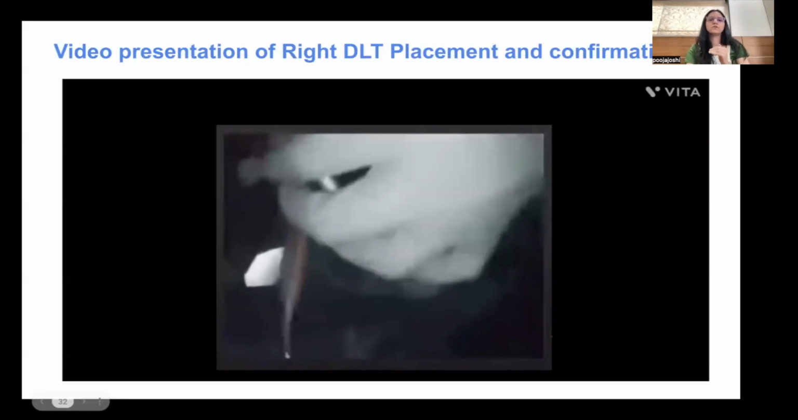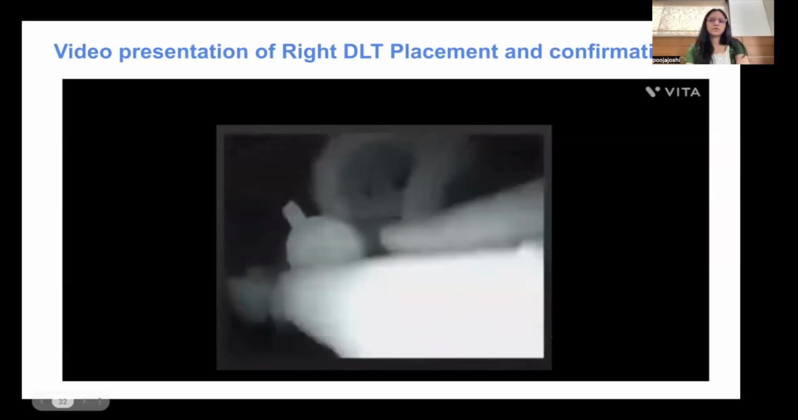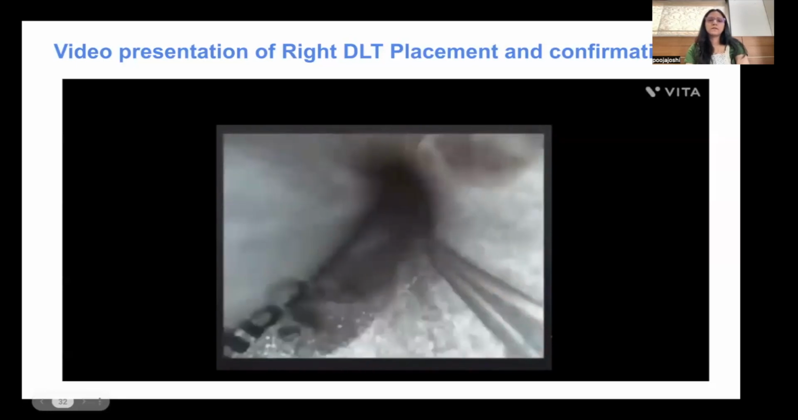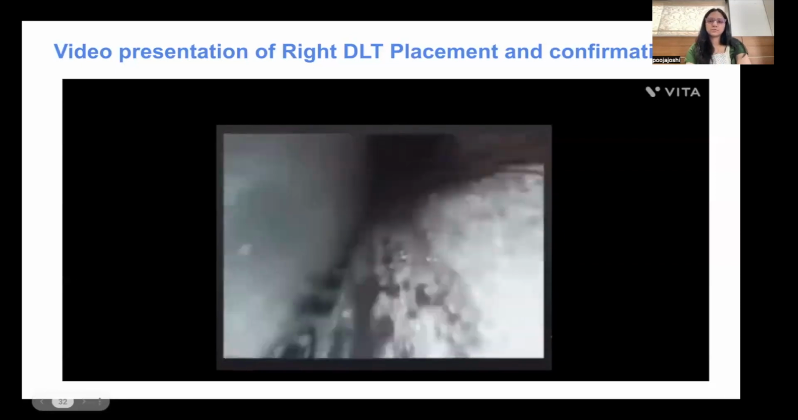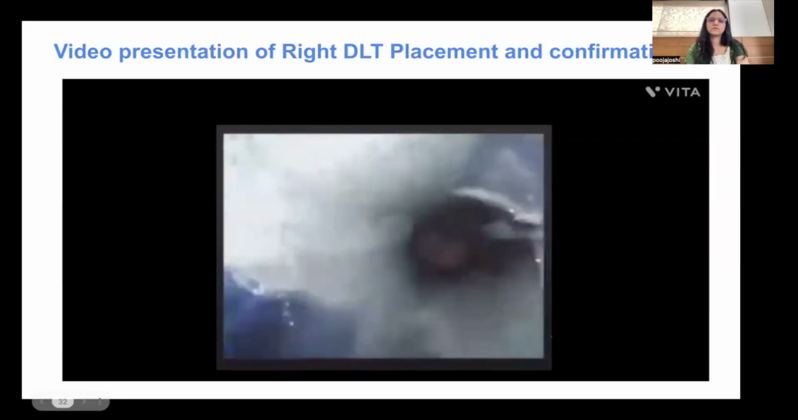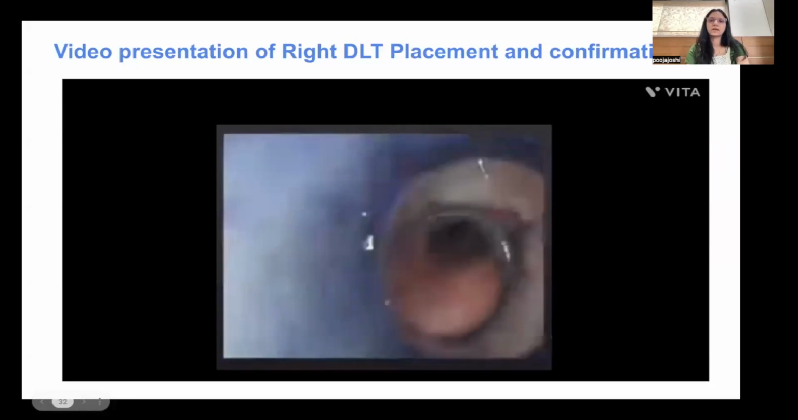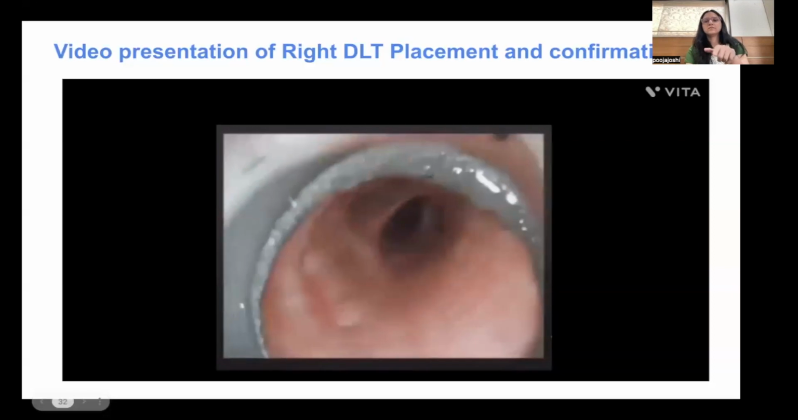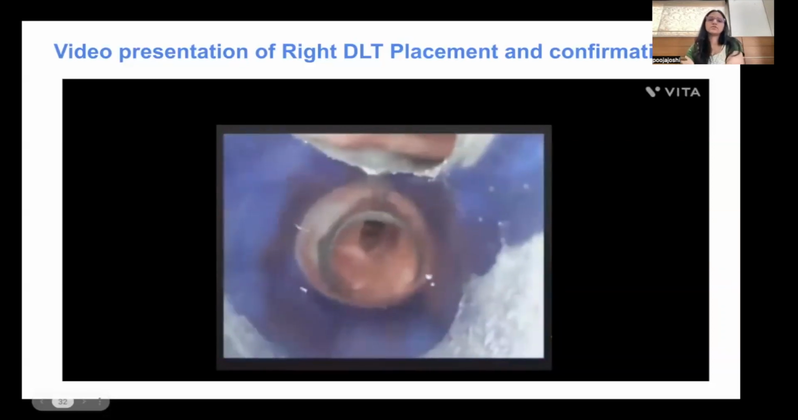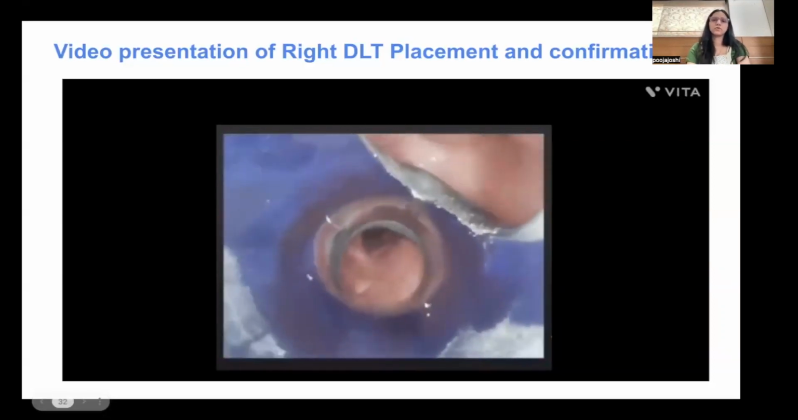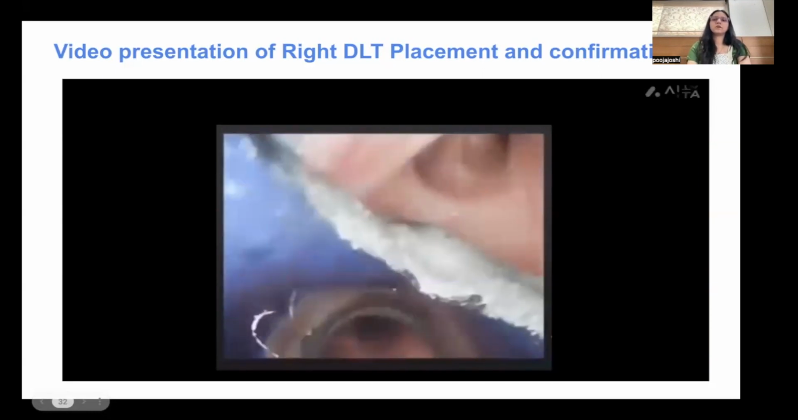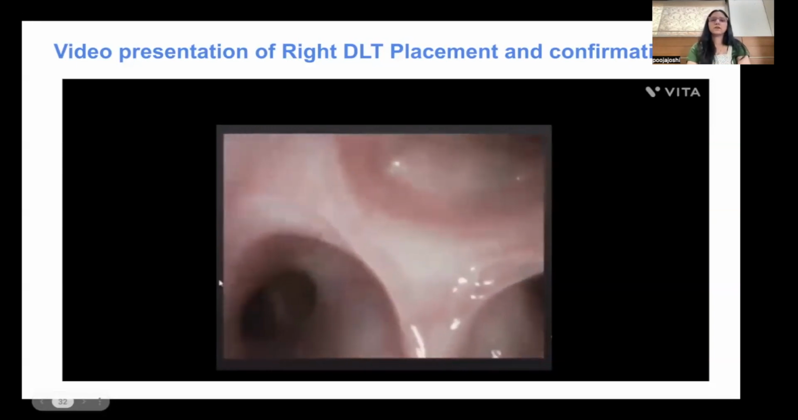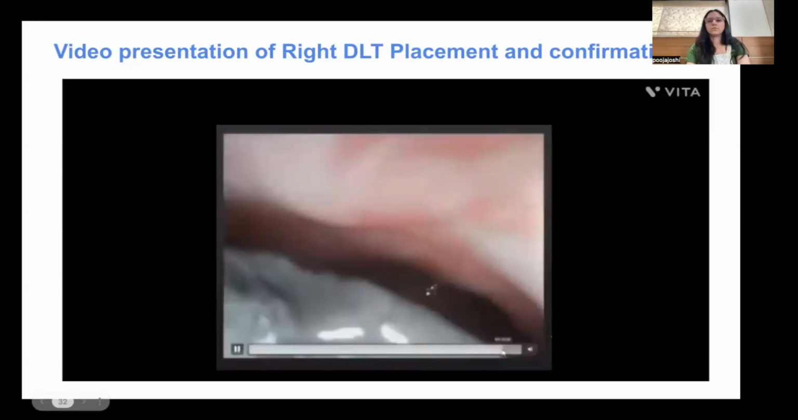Now you move into the endobronchial lumen of the right-sided DLT to confirm the optimal position of the ventilatory slot and its alignment with the right upper lobe bronchus. Here you see the bronchus intermedius and the right lower lobe bifurcation, and you can see the ventilatory slot being aligned very perfectly. When you pass the scope through it, you will get the trifurcated right upper lobe bronchus.